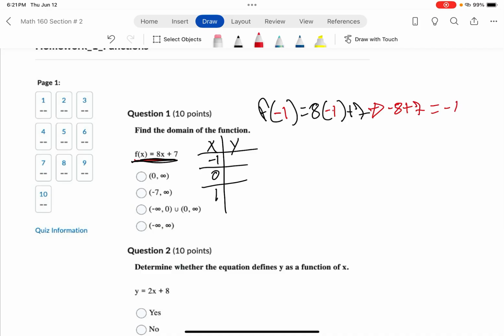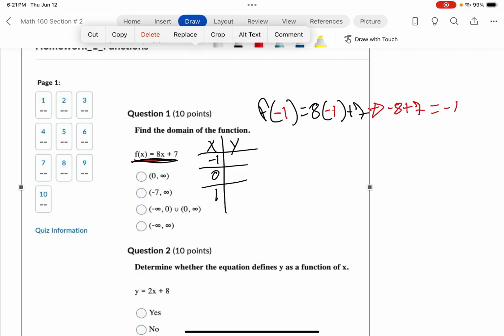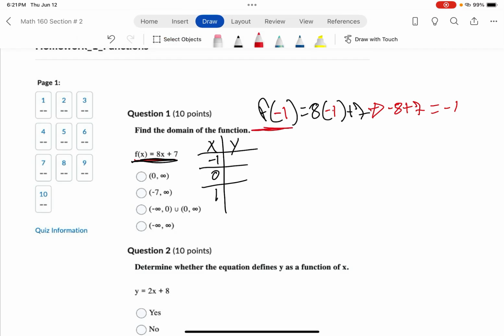So you got -1. You got your first value for y. This is the value for y because remember, f of x means y. So f of -1 was equal to -1. Why? Because instead of x, I plug in -1. When I plug -1 into the original equation, first order of operations is multiplication. So 8 times -1 will be -8, and then plus 7. When you have different signs, you make subtraction. 8 minus 7 is 1, and you keep the sign of the greater number, which is -8. So it will be -1. This is your first value for y.